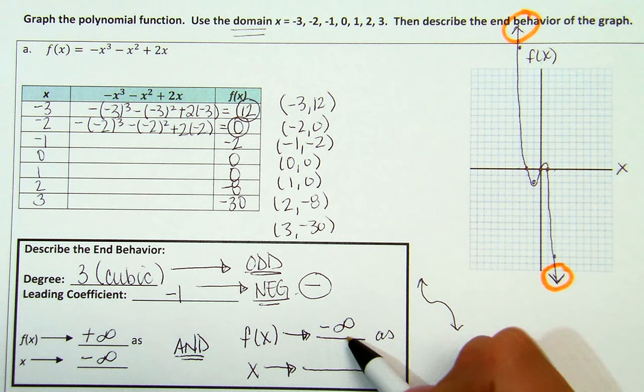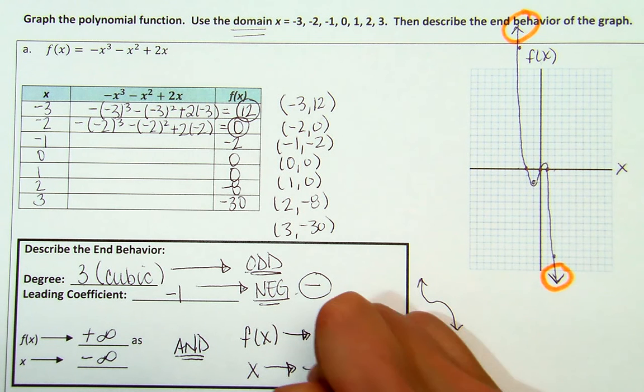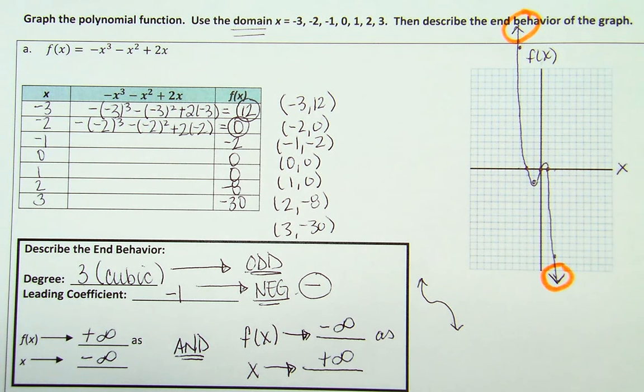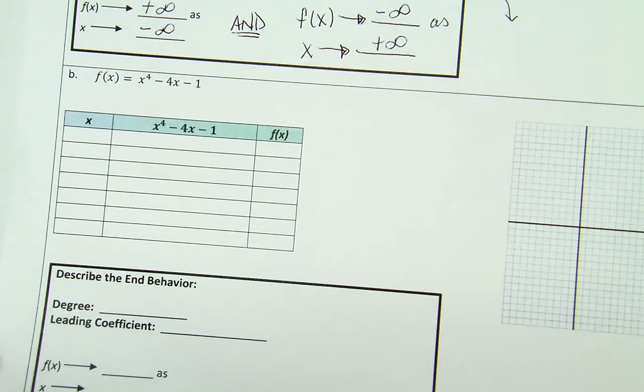f of x approaches negative infinity as x goes to positive infinity, and you have the arrow in the positive x region. So that's your end behavior for Example 1, letter A. So let's move on to letter B. Letter B is a different scenario.